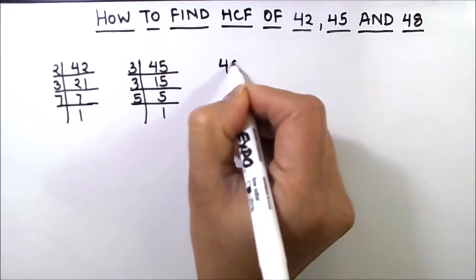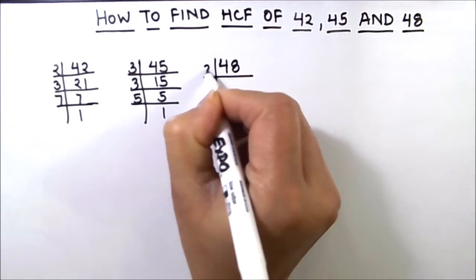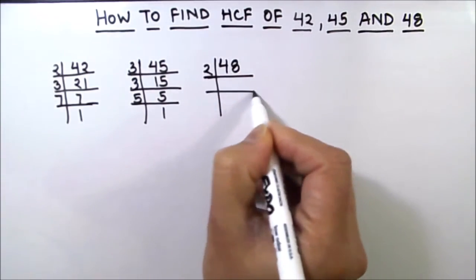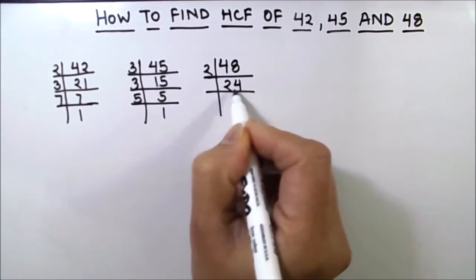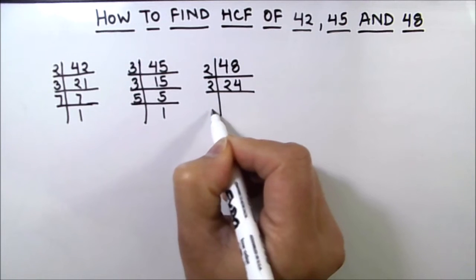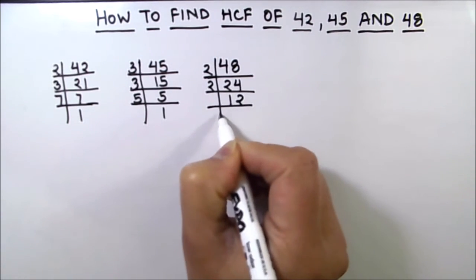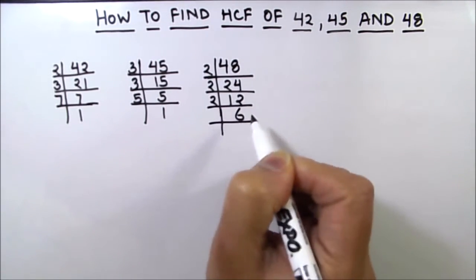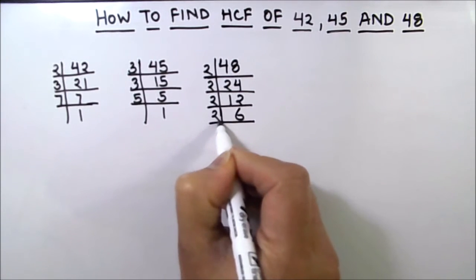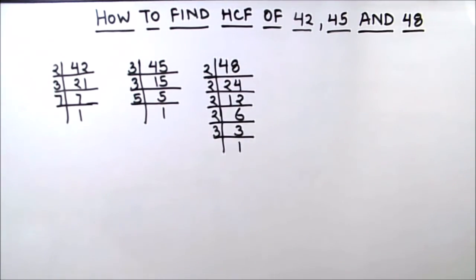Next we'll divide 48. It is an even number, so we'll use 2. 2 times 2 is 4 and 2 times 4 is 8. Again 24 is divisible by 2. 2 times 1 is 2 and 2 times 2 is 4. 12 is divisible by 2. 2 times 6 is 12. 2 times 3 is 6 and 3 times 1 is 3. So we got the factors of all the three numbers.